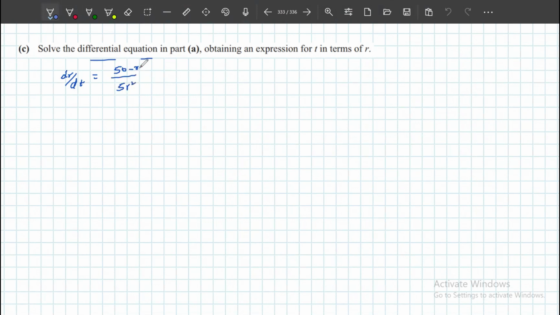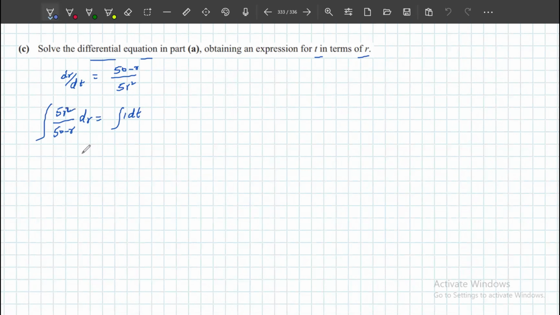That was the differential equation part A, obtaining an expression for t in terms of r. So the first step is to separate this differential equation. If we take this 50 minus r to the other side, it changes into its reciprocal, so we have 5r square over 50 minus r dr, and here we have dt, which is just 1. So this is the separated form of this differential equation.